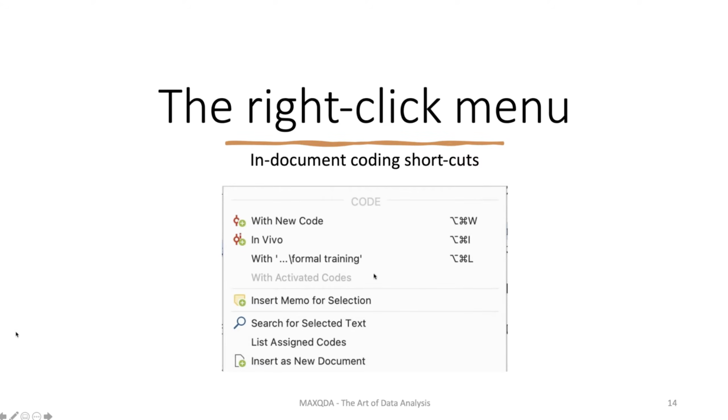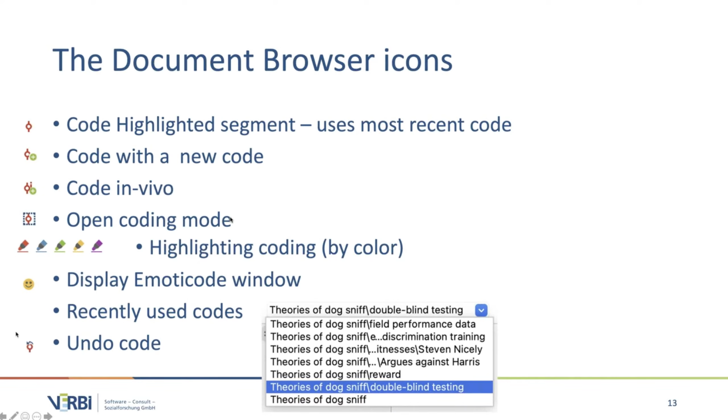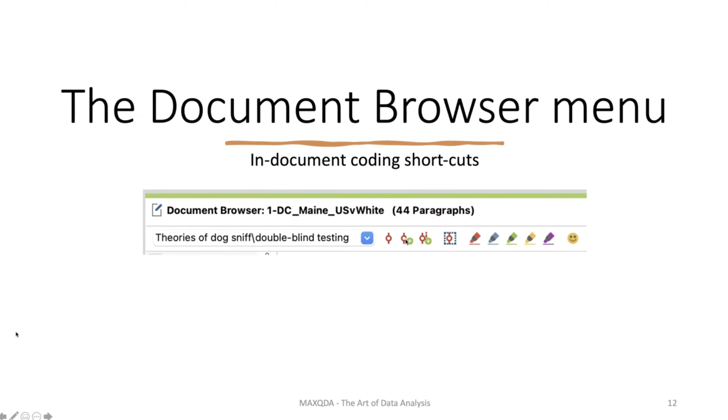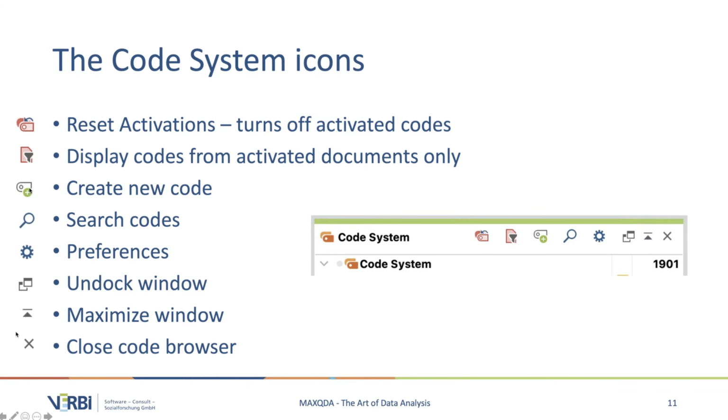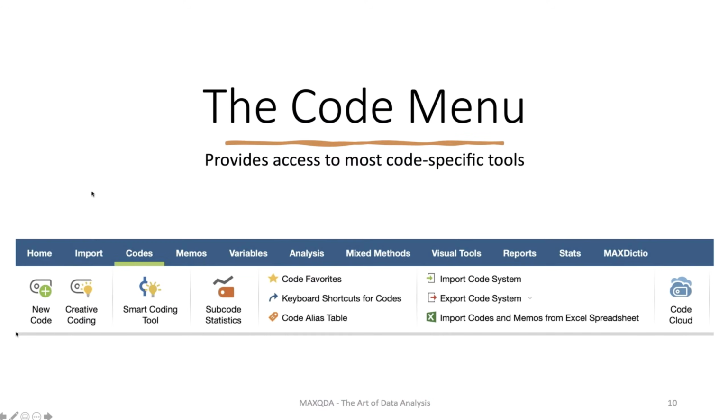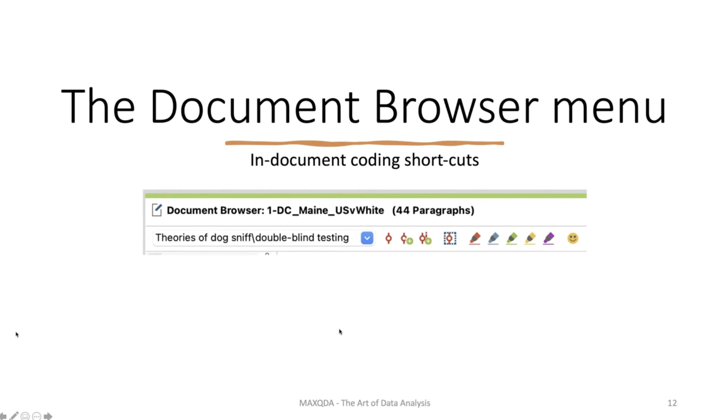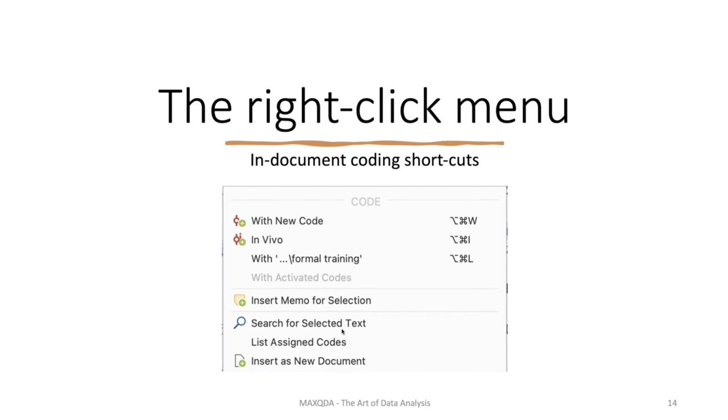With activated codes, I'll have to explore that one in a bit, because when I was doing that one, I didn't activate anything. So the right-click menu is also useful. Notice new code here. New code here. New code here. New code here. They're all the same. They're just multiple shortcuts to get to the same thing.